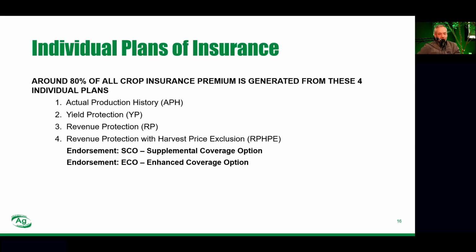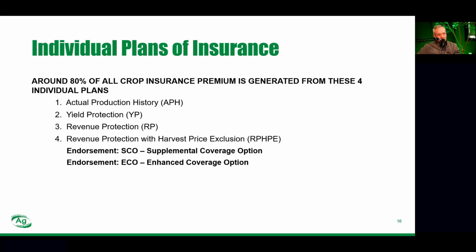And the last one, number 4, is revenue protection with the harvest price exclusion. This is not a real popular plan, mainly because of those last three words, harvest price exclusion. This would give you revenue protection if the price went down from spring to fall. If the price would go higher, you would not be able to take advantage of that higher price in resetting your guarantees if you have that harvest price exclusion on there.